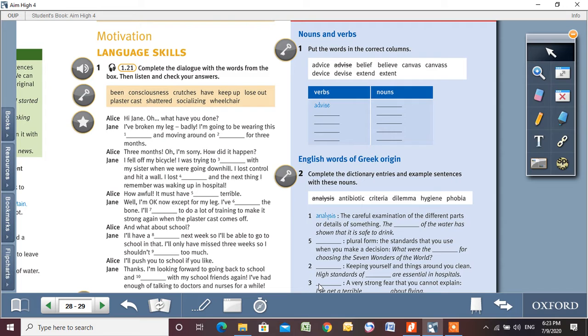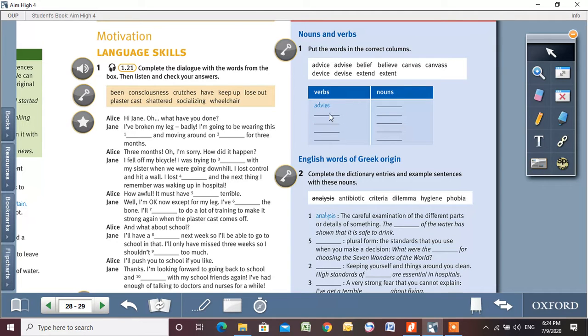Unit 3, Dictionary Corner, page 29, Exercise 1. Put the words in the correct columns. Now here in the box you have some of these words, and some of them are verbs and some of them are nouns. So we have to put the verbs in this column and put the nouns in this column.